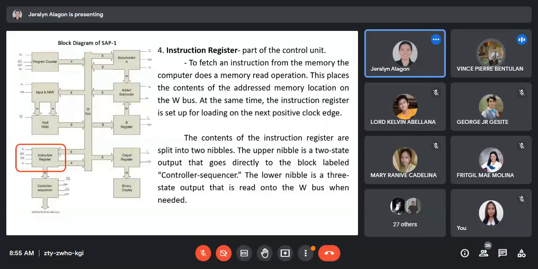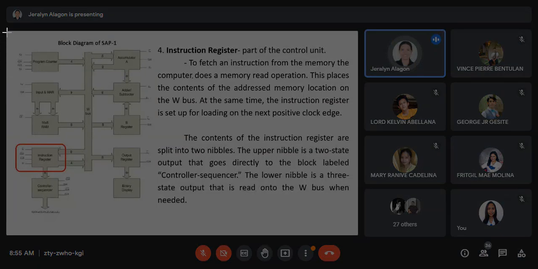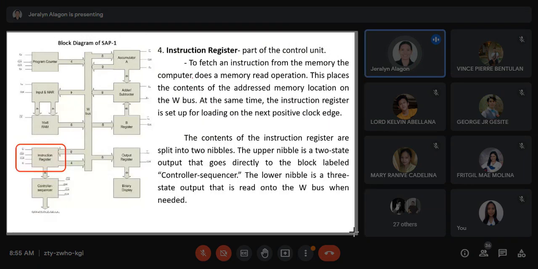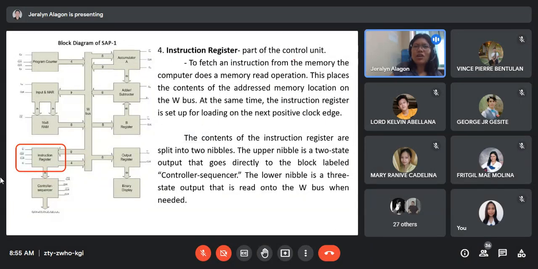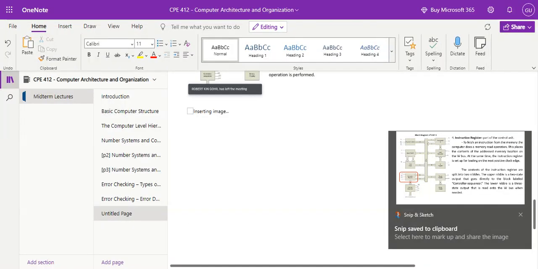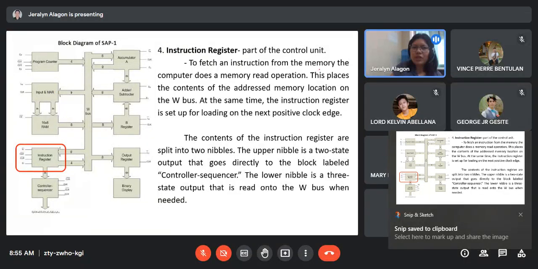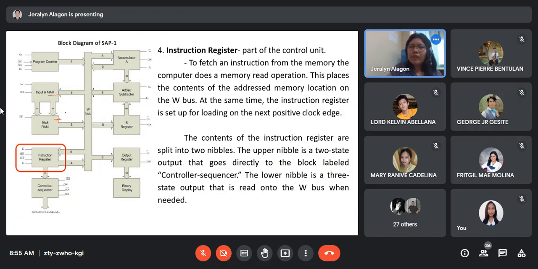Okay, ma'am. Sige, instruction register. So, react, class, if you have questions, ma'am, and so on and so forth, or if you can add something else, then the better.